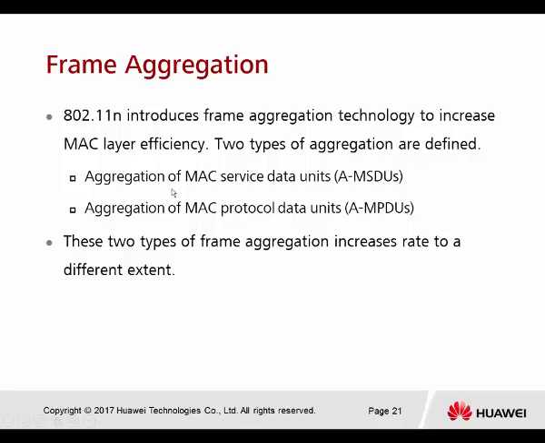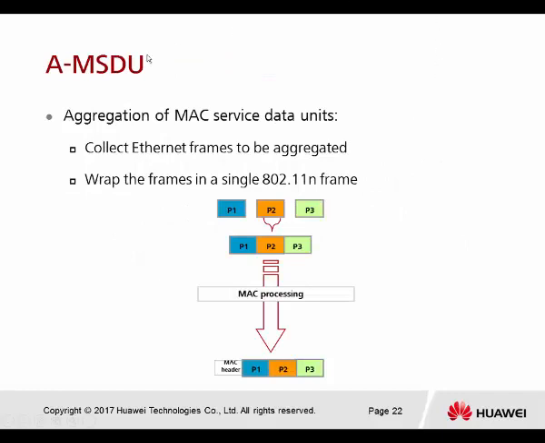The first one is MSDU, the aggregation of the MAC service data unit. Then the next one, MPDU, the aggregation of the MAC protocol data unit. So these two types of frame aggregation increase the rate to different extents. So this is the first one, MSDU. It will collect all the Ethernet frames to be aggregated.